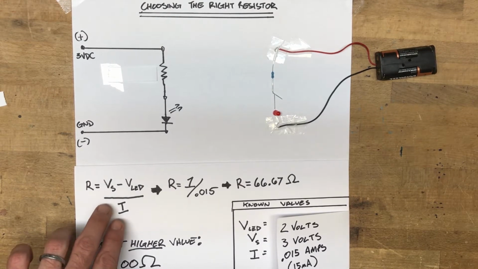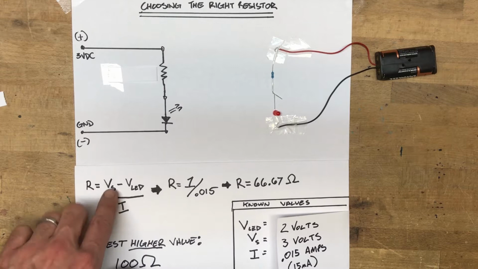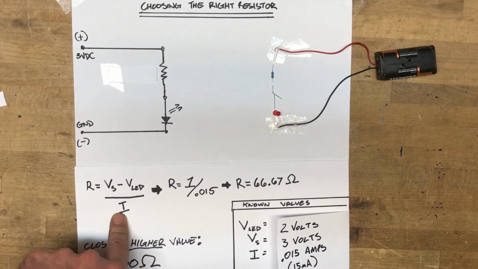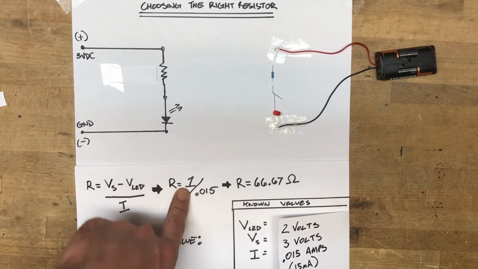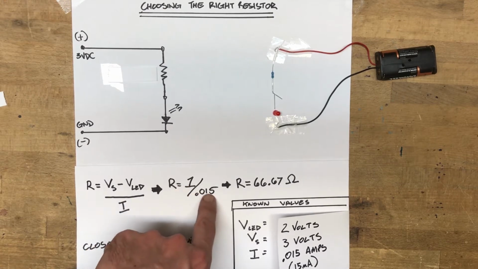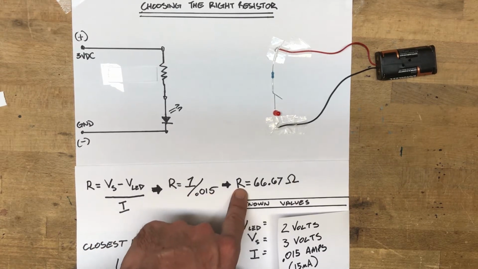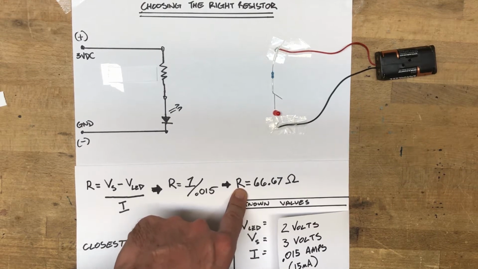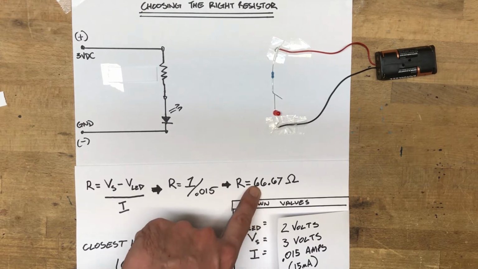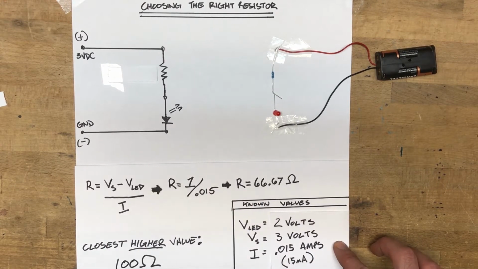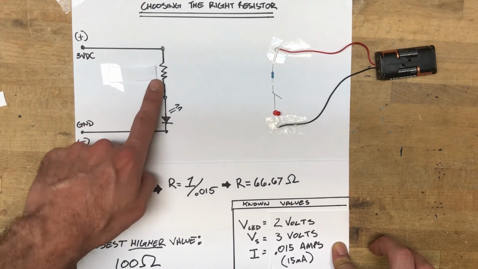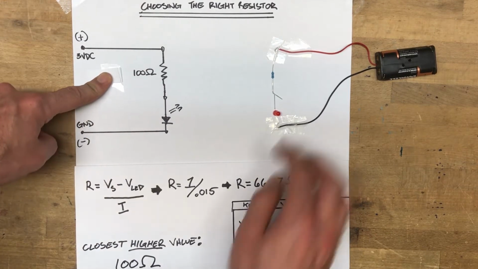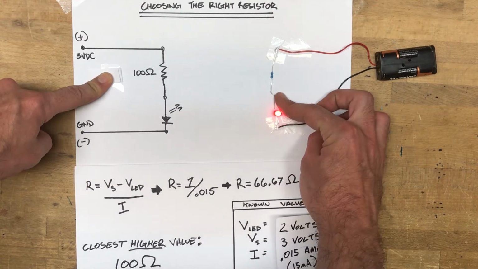So this equation becomes the resistance is 3 minus 2 divided by the current we're looking for. So resistance is 1 divided by 0.015, that's 15 milliamps. So the resistance that we're looking for to be spot on is 66.67 ohms. Now, finding a resistor of that exact value is going to be impossible, but choose the one that's closest and higher. So 100 ohms is pretty common. That's what we have set up here, 100 ohm resistor, and it lights without burning out.